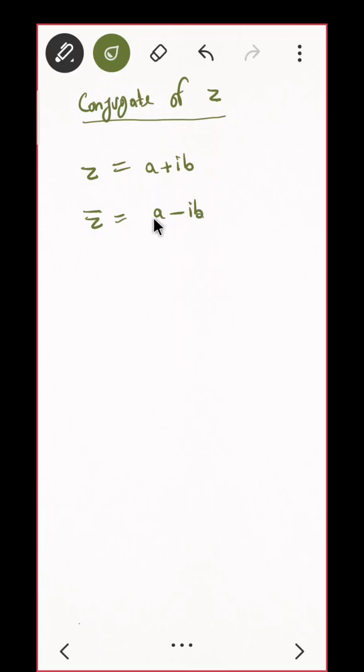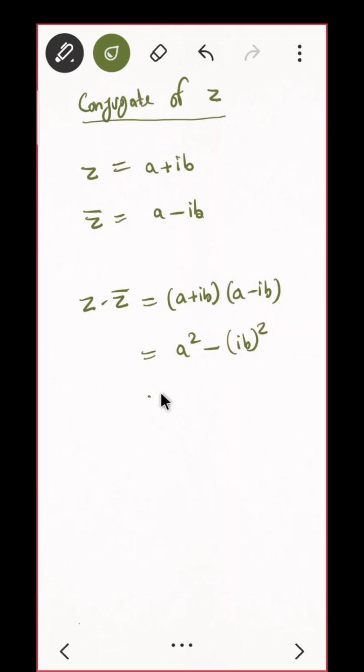Perfect. Do you see one is a plus ib, one is a minus ib? It is better to just multiply and see what happens. Once you multiply z into z bar, it will be a plus ib multiplied with a minus ib. So that gives you a square minus ib the whole square, as per the formula. But that is a square minus i square b square. What is your i square? Minus 1. So this will be a square plus b square.